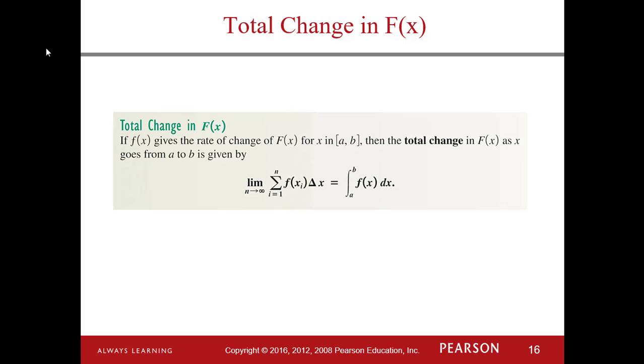So, moving back over then, we have an application of this definite integral formula that we just had as the total change in F of x, where if we let little f of x be given as the rate of change of big F of x for x in a closed interval a comma b, then the total change in big F of x as x goes from a to b is given by this limit formula, which is the limit as n approaches infinity of the sum from i equal to 1 up to n of the value of the function at each of those rectangular pieces times the width of each piece, which is equal to the integral from a to b of f of x dx.